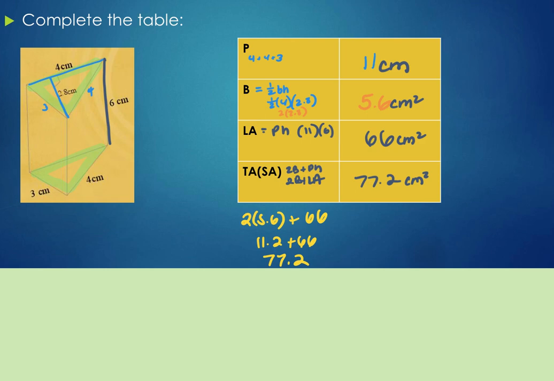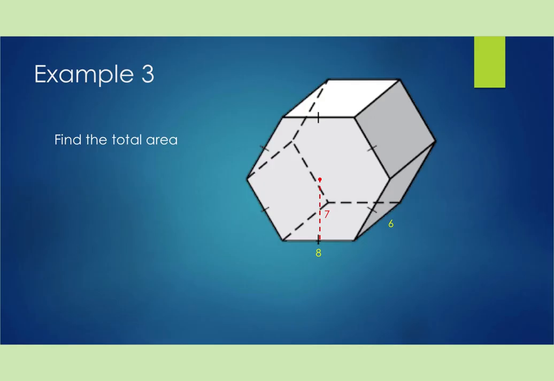Questions on that one? How'd you get 7? 7 is the apothem on the, what is this? This one's a hexagonal prism.